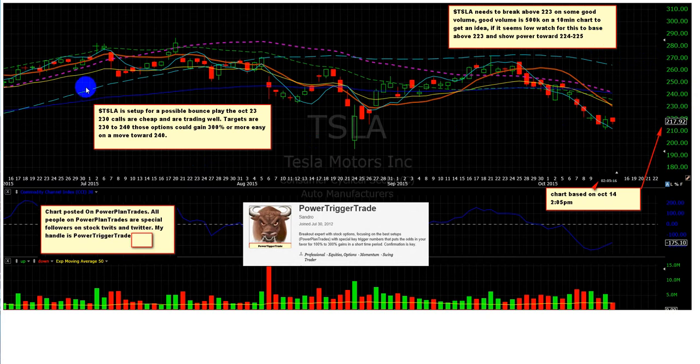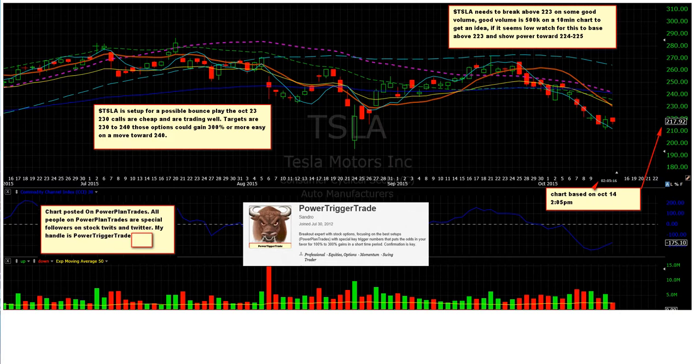Anyways, as you can take a look at this Tesla chart here, you can see this plan, and this was posted on October the 14th. It's actually during the market hours. I stated this plan as Tesla is set up for a possible bounce play. Now this happened, of course, a few days later, but I could tell something was going to happen with the stock. It was just compressed too much to the downside. But of course, we look for confirmation.